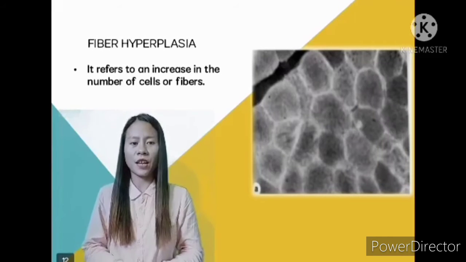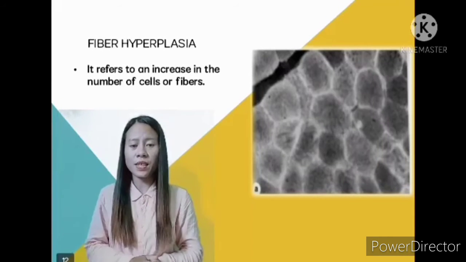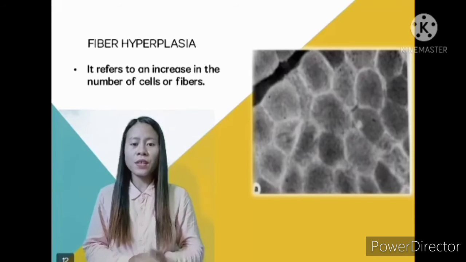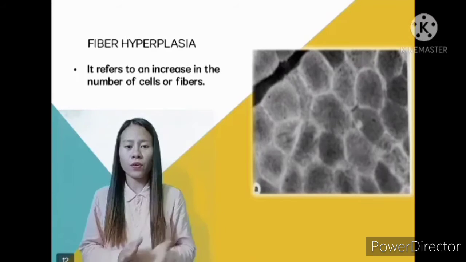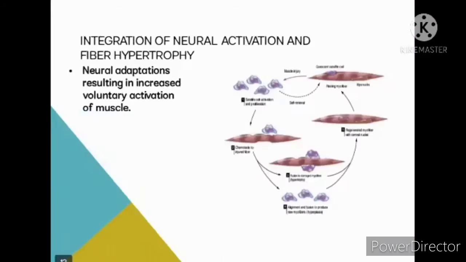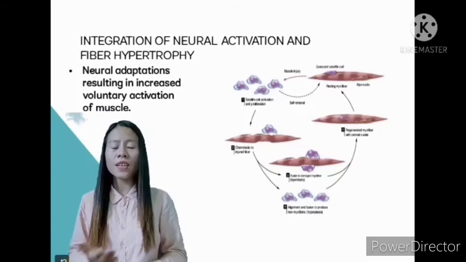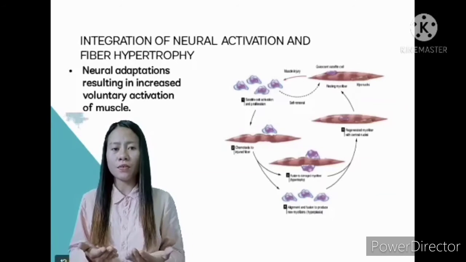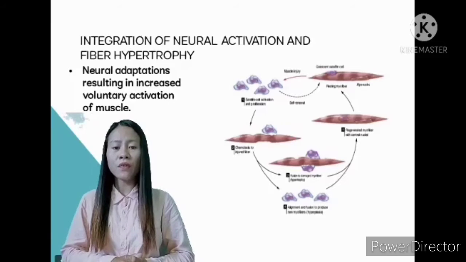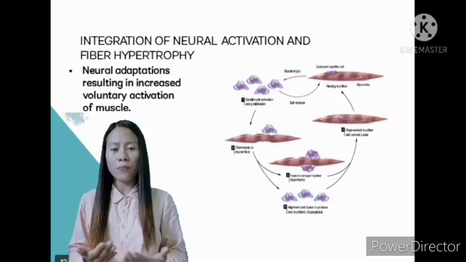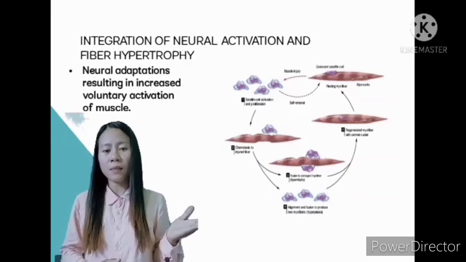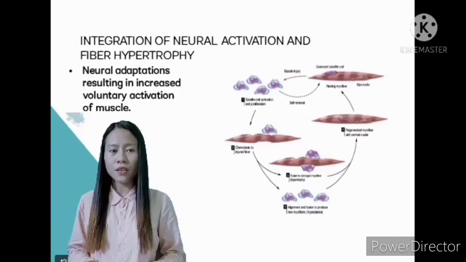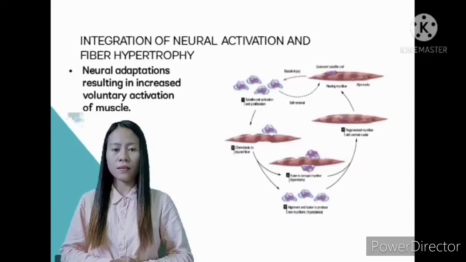Fiber hyperplasia. It refers to an increase in the number of cells or fibers. So, this is the micrograph of fiber hyperplasia. Integration of neural activation and fiber hypertrophy. Neural adaptations resulting in increasing voluntary activation of muscles. So, this is the example of the cycle in integration of neural activation and fiber hypertrophy.